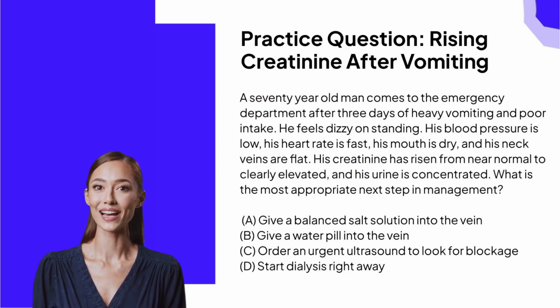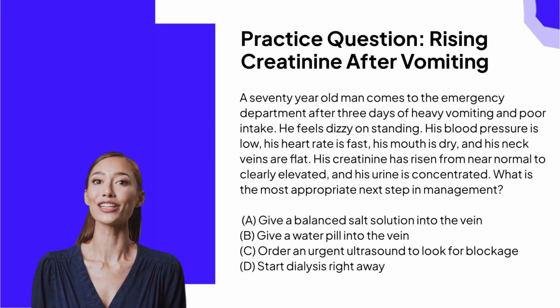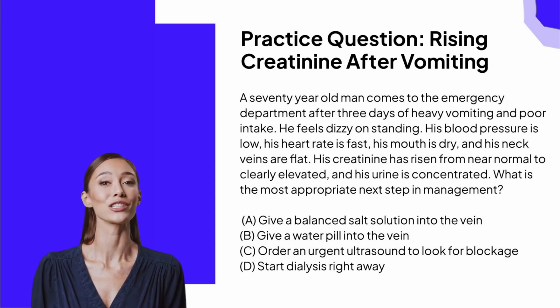A 70-year-old man comes to the emergency department after 3 days of heavy vomiting and poor intake. He feels dizzy when he stands. His blood pressure is low, his heart rate is fast, his mouth is dry, and the veins in his neck are flat. His laboratory testing shows the creatinine has climbed from near normal to clearly elevated. The ratio of blood urea nitrogen to creatinine is high, and his urine is concentrated. The question asks for the most appropriate next step.